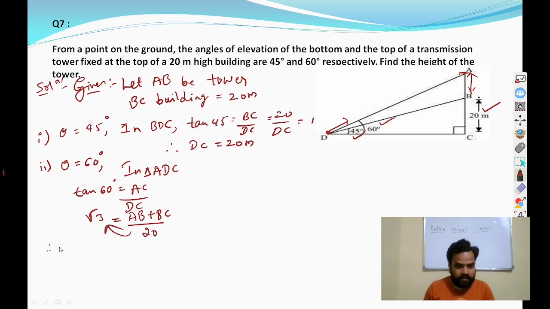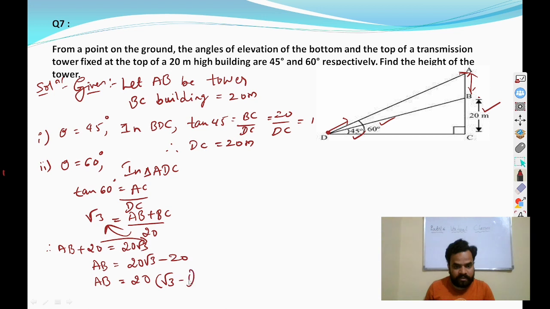Now therefore AB is how much? AB we don't know. AB plus BC, which is 20, is equal to 20 root 3. Now AB is equal to 20 root 3 minus 20, as the plus 20 will come here and become minus 20. Now observe what is common between these two. Therefore AB is equal to 20, and if we take it common, the remaining is root 3 minus 1 meter. This is the answer. What is this AB? We wrote already, AB is the height of the tower.